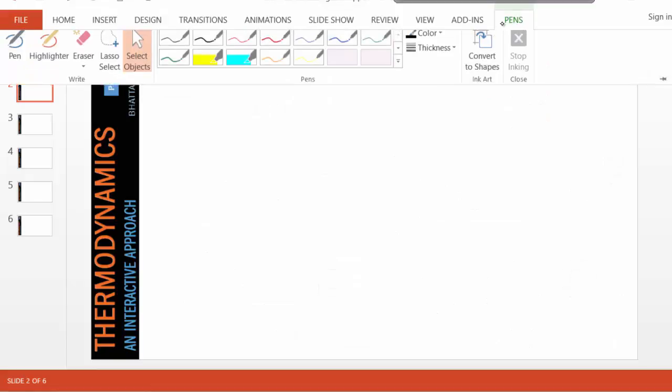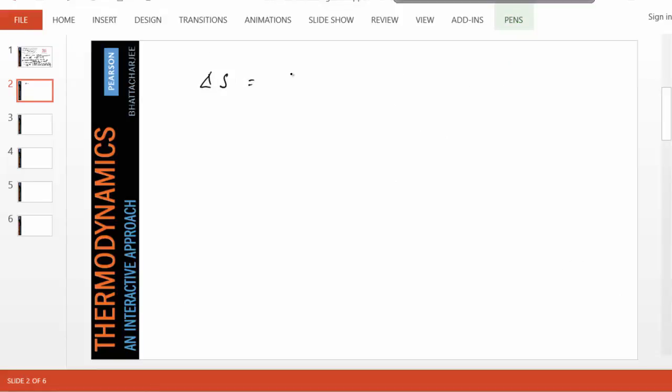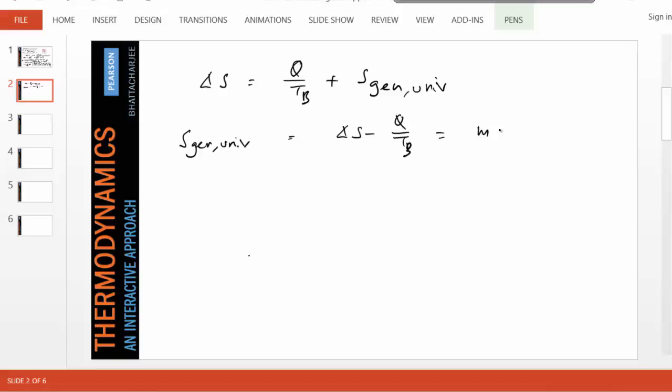Okay, let's now do the entropy analysis again. Entropy analysis tells us that the equation is simply this. The change in entropy of your block of the system's universe is given by the amount of entropy that enters through heat plus the entropy that is generated by friction in the system's universe. So therefore, we are after this quantity, changing side, delta S minus Q over T_B, and that's mass times (S2 minus S1) minus Q divided by T_B.